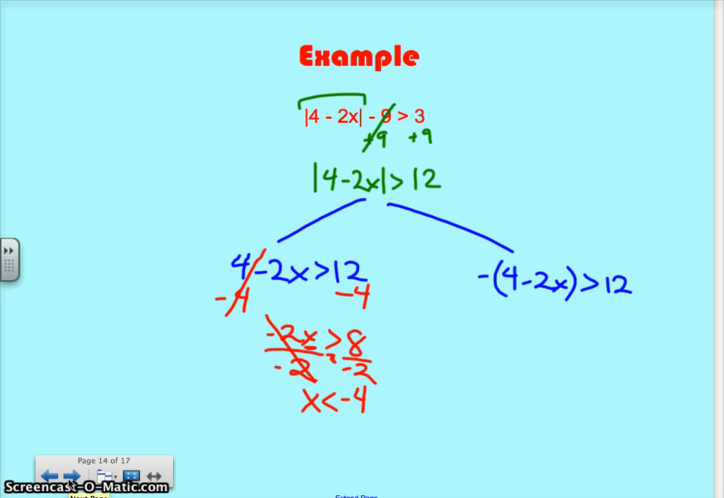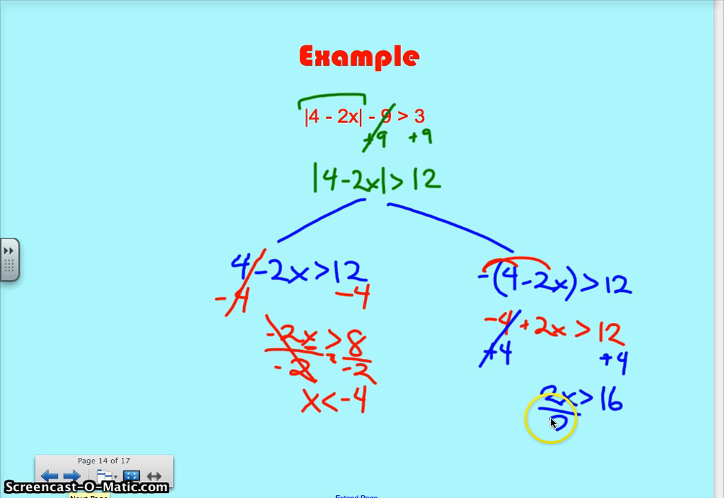So first thing I need to do is I need to go ahead and distribute this negative throughout. Okay, so we're always distributing that negative. So now we have negative 4 plus 2x is greater than 12. So now we can see that we have a negative 4 here. I want to cancel that out first, so I'll add 4. I'll use its additive inverse so that they cancel. Okay, I gotta add 4 over here as well. So now I have 2x is greater than 16.